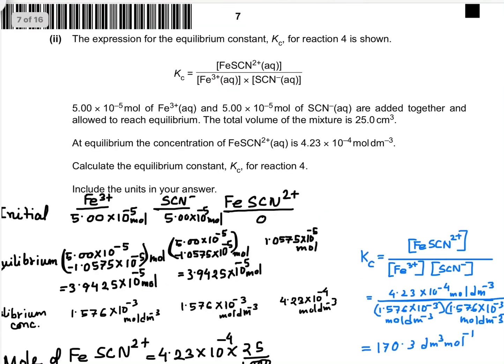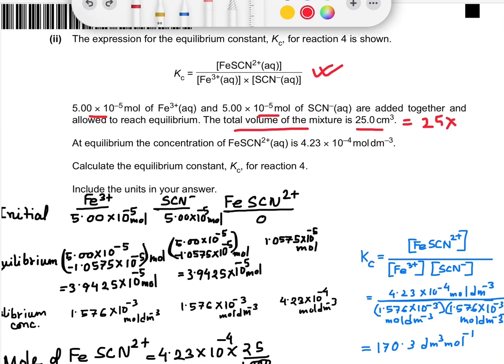The expression for the equilibrium constant Kc for reaction 4 is shown. Here is the equation. Here 5 into 10 to the power minus 4 mole of ferric ion and the same number of moles of thiocyanate are added together and allowed to reach equilibrium. And the total volume of the mixture is given, which is 25 centimeter cube, or we can write 25 into 10 to the power minus 3 decimeter cube. So we can write it like this.